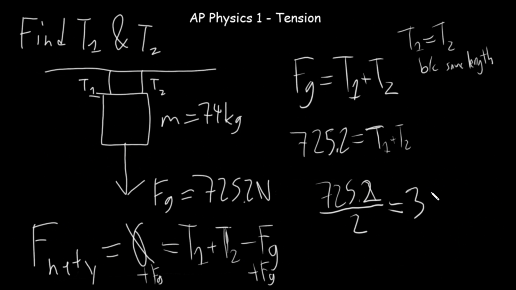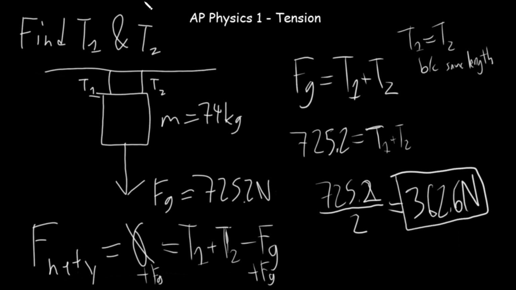You get 362.6 Newton. Now, granted, if the lengths of these two were different and not the same, then we would get different values for each one, right? Because one tension would be a bigger contributor to keeping the box up than the other tension, right?